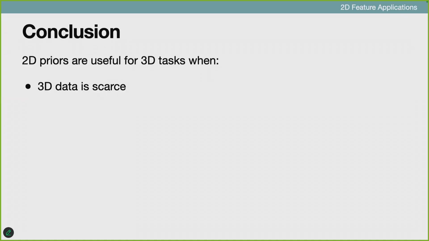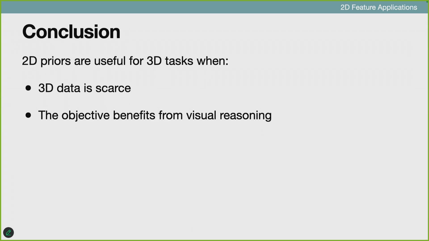Okay, so now we can conclude. Basically, we've seen a lot of different applications of 2D priors for 3D tasks. We've sort of distilled down the prereqs for when these 2D priors may actually be useful. Specifically, they're useful when 3D data is scarce, as Dale has mentioned already. They're useful when the objective benefits from visual reasoning. So of course, generation, texture synthesis, deformation, all of those involve some sort of visual criteria.